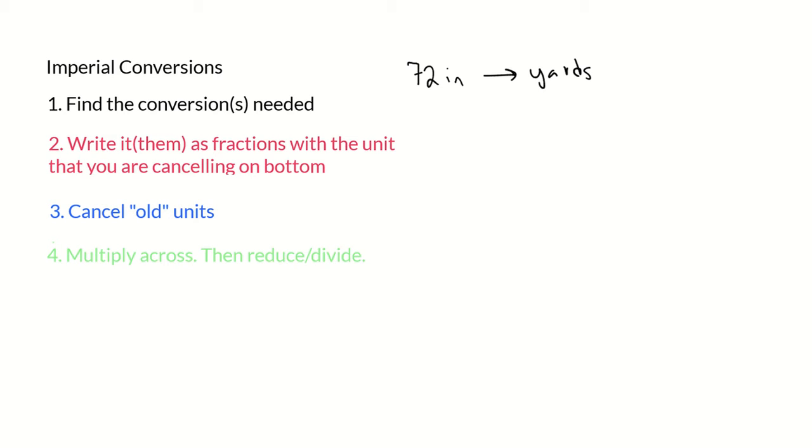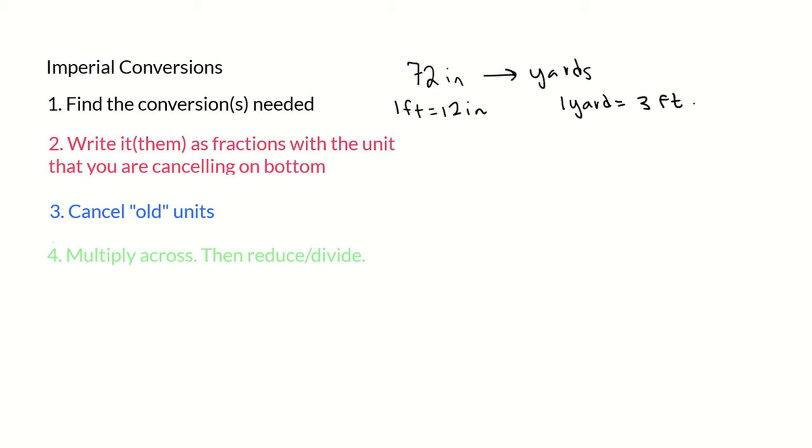So first we would use the conversion from inches to feet. So 1 foot is equal to 12 inches. And then we also need the conversion from feet to yards. So 1 yard is equal to 3 feet.